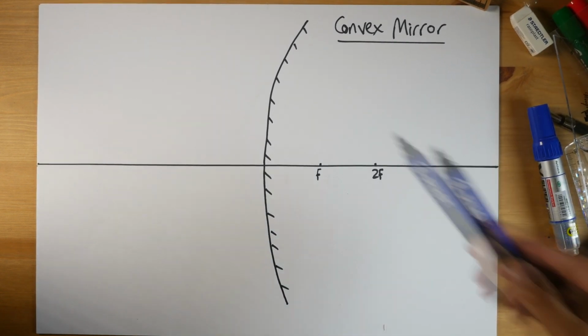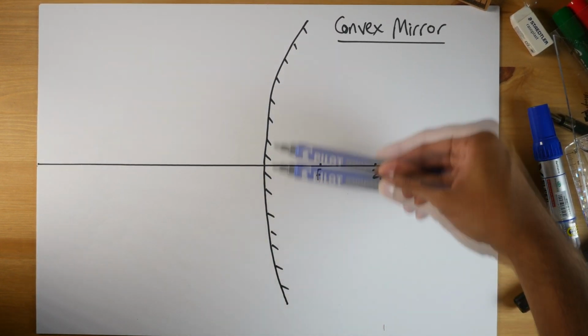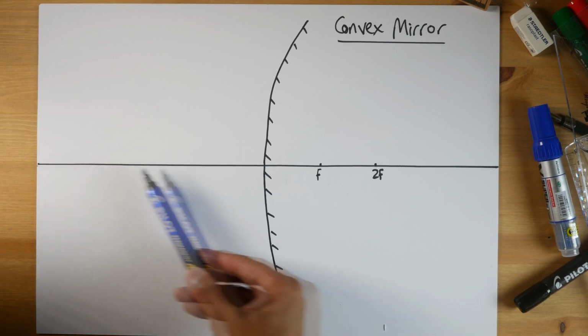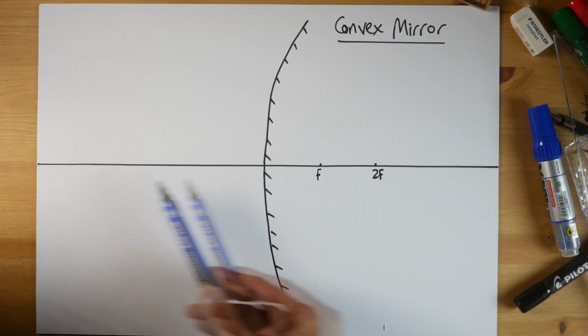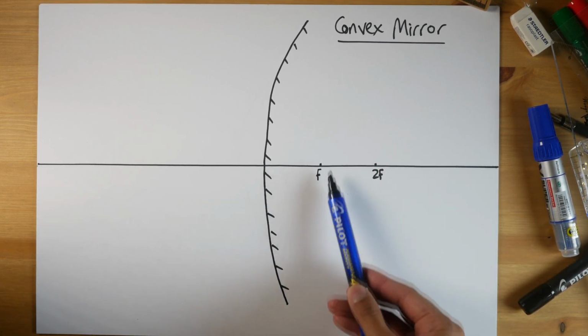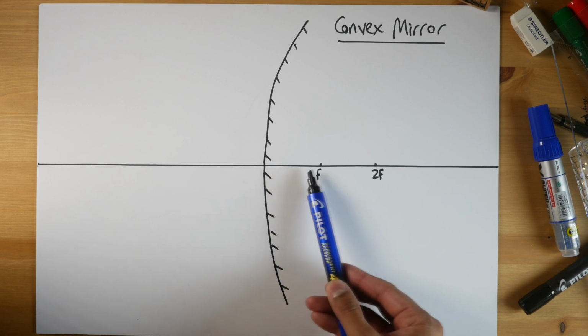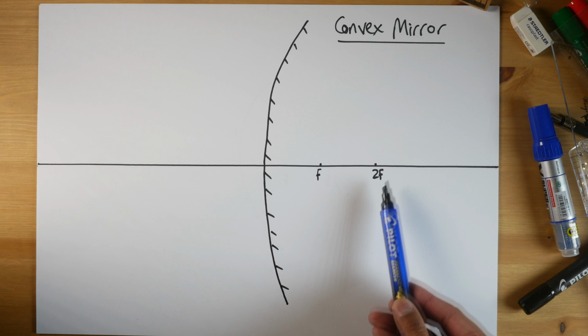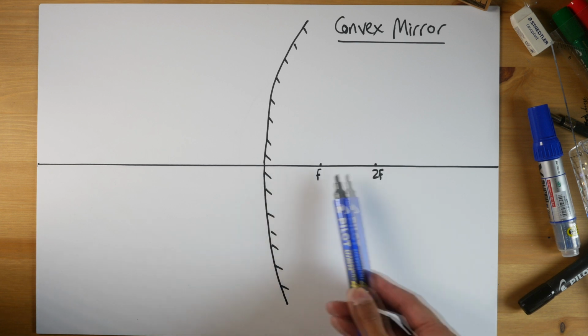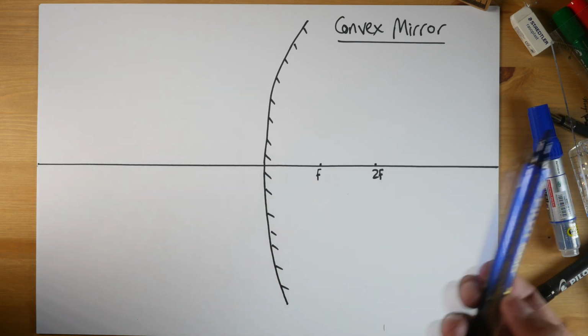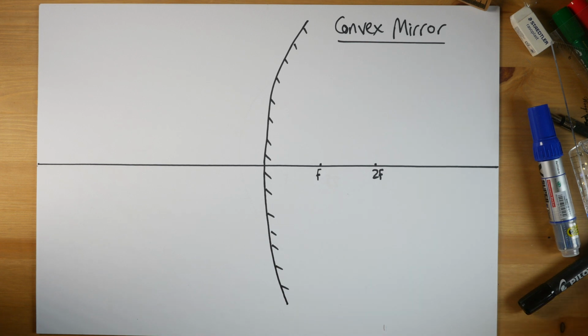So what I've got drawn here is the convex mirror itself. I've got the optical axis, sometimes called the principal axis. I've got the focal point here. This length from here to here is the focal length, and this is 2f, double the focal length. Sometimes people call that C, for the center of curvature.